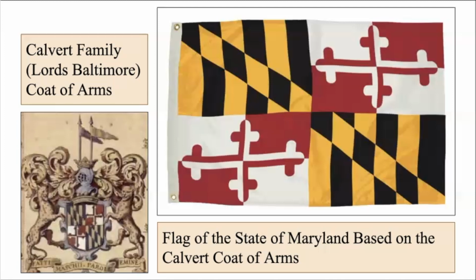On the left is the coat of arms of the Calvert family, and on the right is the current flag of Maryland. And you can see that the flag of Maryland comes directly from the Calvert family arms. And the Calverts were the Lords Baltimore. So if you know the city of Baltimore, Maryland, it was in fact named for the Lords Baltimore.